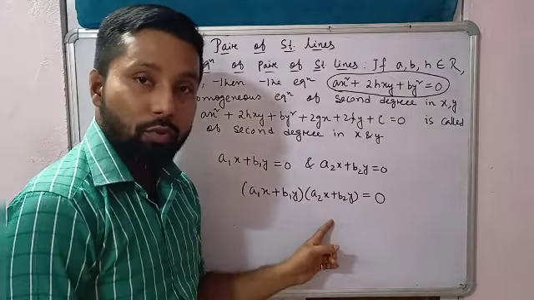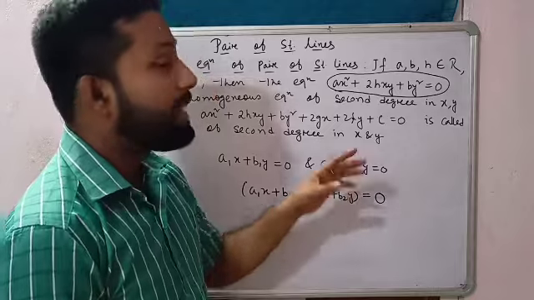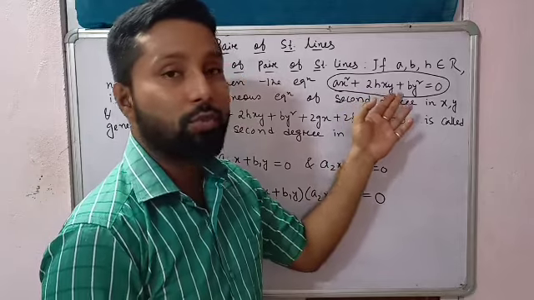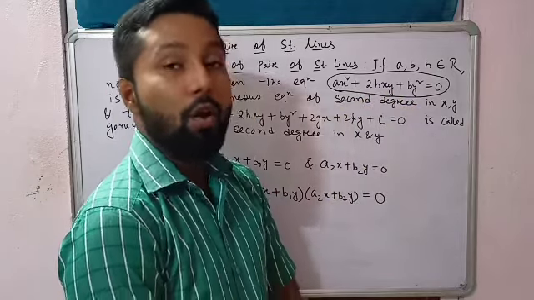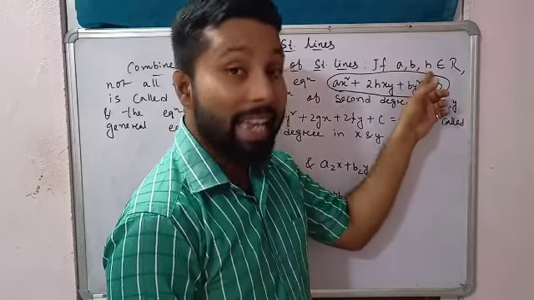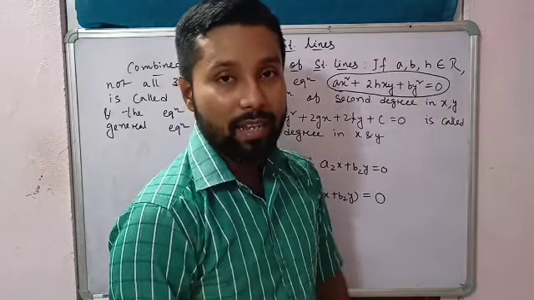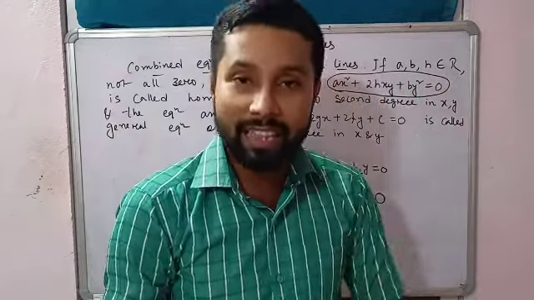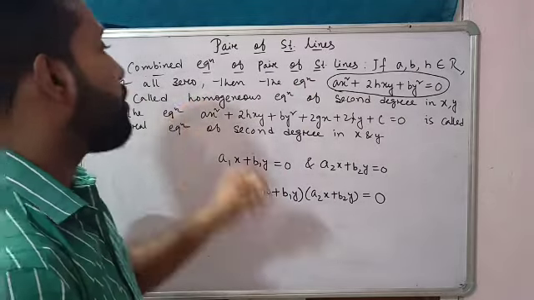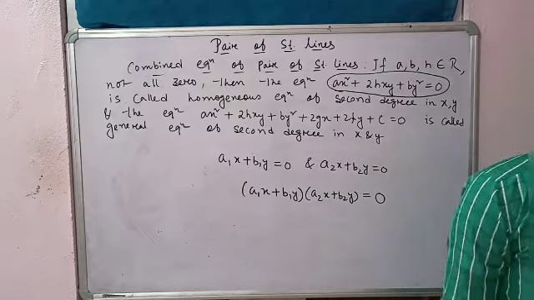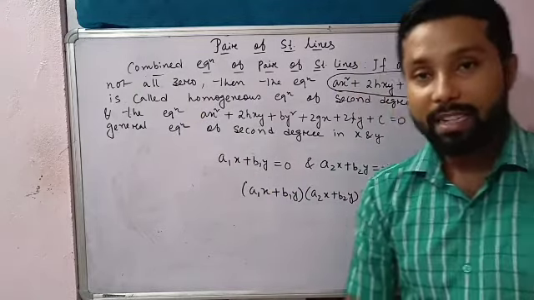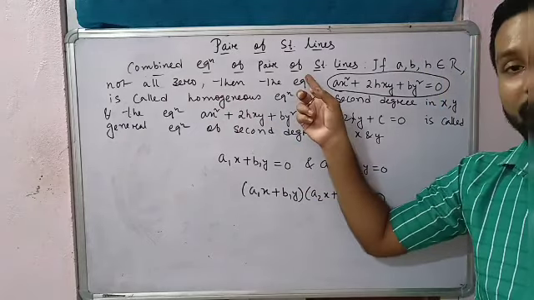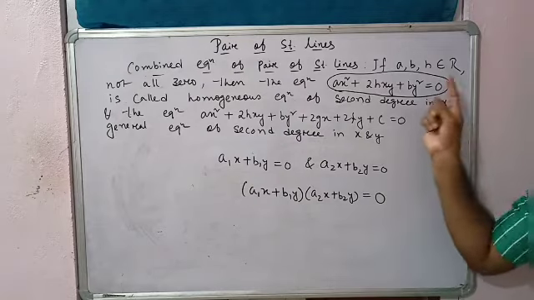If I expand these two, then we will get the equation in terms of ax square plus 2hxy plus by square is equal to 0, where a, b and h are real numbers, where a, b and h belong to R. Belongs to R means these are real numbers and not all 0, meaning they will not all be 0 together, right? Okay, so this is called the combined equation of pair of straight lines. So when I expand this, we get an equation in this form.